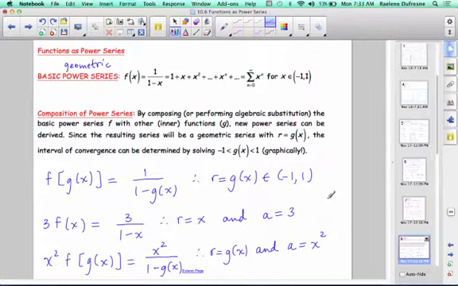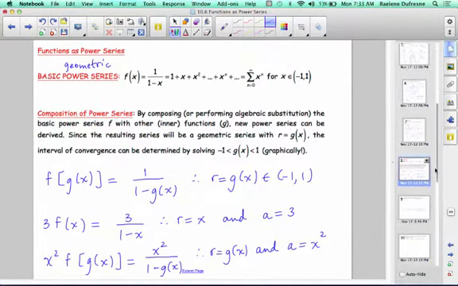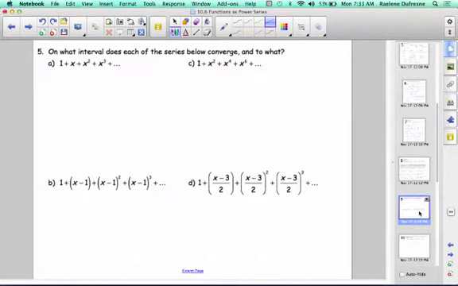We can add, subtract, multiply, and divide them, and we can compose them to create new power series. But of course, we would have to come up with the new interval of convergence. So let's take a look at doing this on a few different examples. Number 5a asks, on what interval does each of the series below converge, and to what?